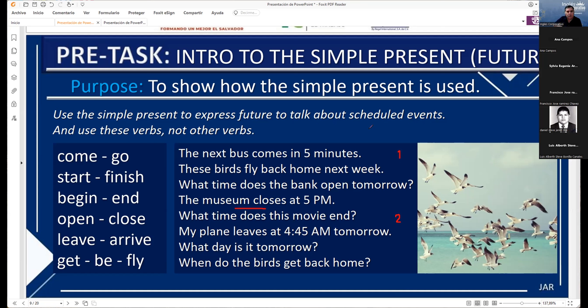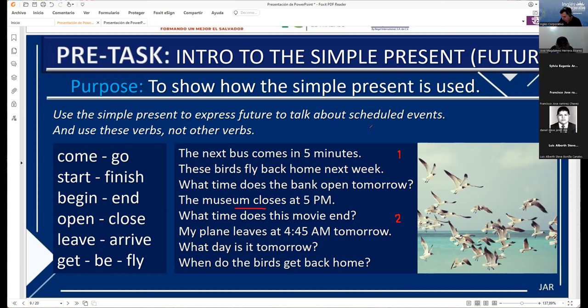What day is tomorrow? What day is it tomorrow? When do the birds get back home? Okay, excellent. Thank you very much. Okay, two more people. Who wants to be one and who wants to be two? I want. Okay, thank you. All right, please go ahead, continue. Begin with one. Okay. The next bus comes in 5 minutes.